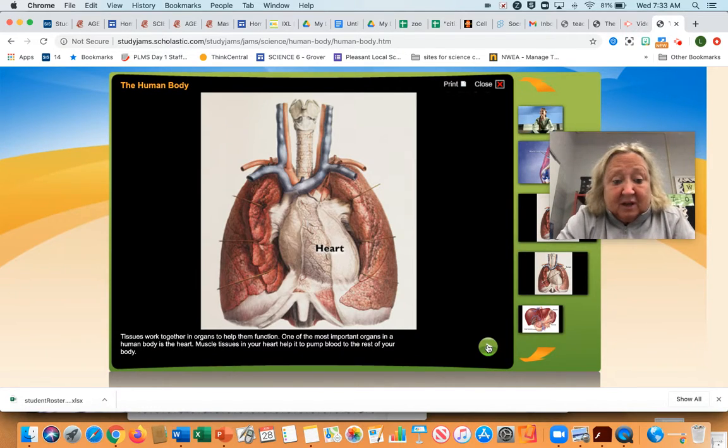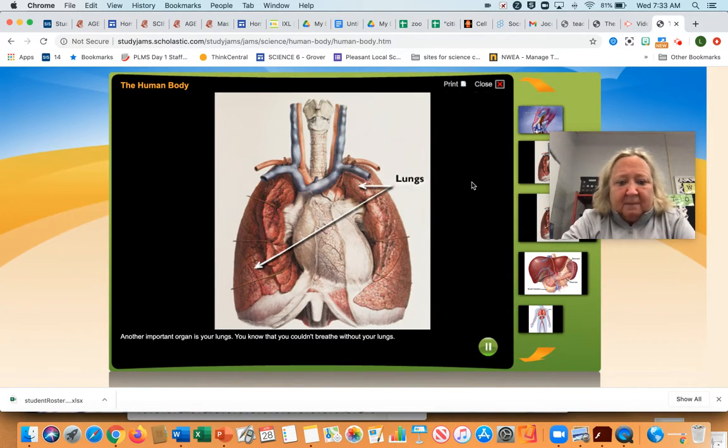Okay, there is the heart. So cells make tissues. Well, then a group of similar tissues get together and make what's called an organ. Okay. And we have many important organs in our body, but obviously one of the most important ones is the heart right here. Okay. And the muscle tissues in your heart, there are muscles in your heart, and that's what pumps the blood through your body, is those muscle tissues in your heart.